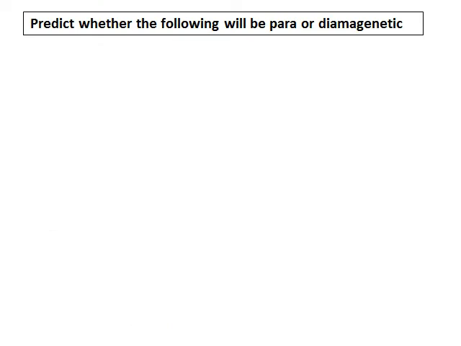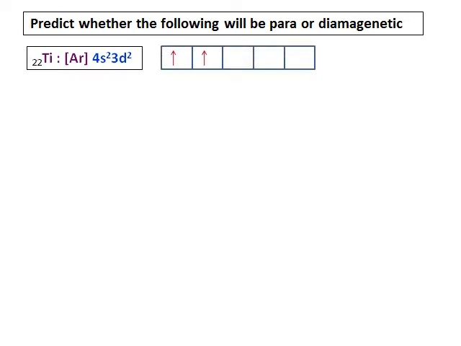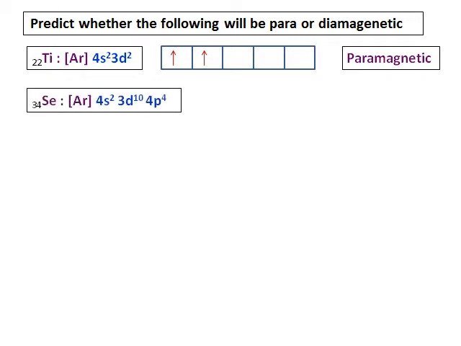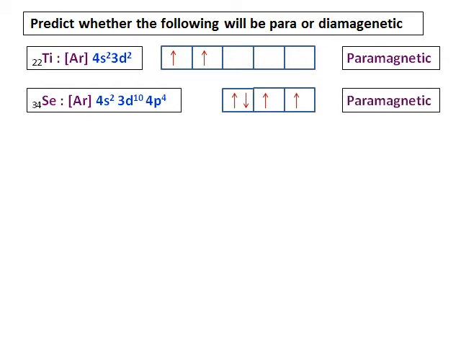Now let's do some questions on paramagnetic and diamagnetic elements. The first example given is titanium. You have to predict whether it will be paramagnetic or diamagnetic. So write down the shell and put in the electrons, and when you see the box structure, you see that it has 2 unpaired electrons, hence it is paramagnetic. Next element given is selenium, and that also has 2 unpaired electrons, and therefore it will be paramagnetic.